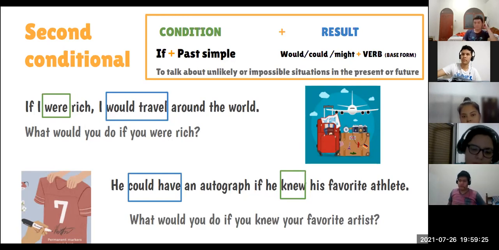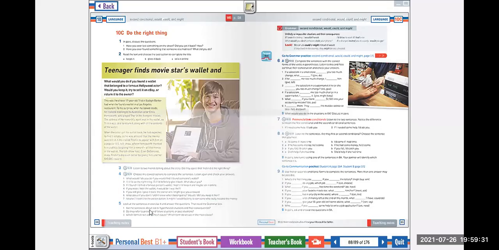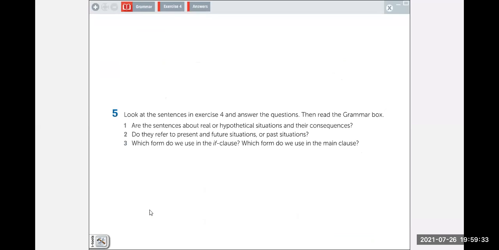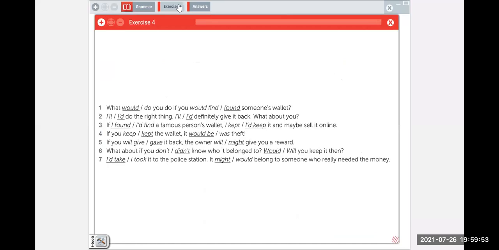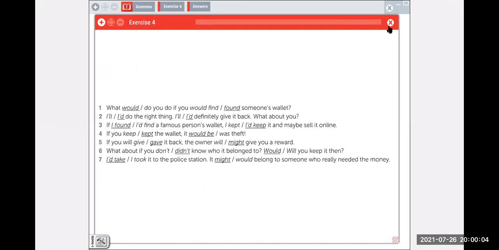Okay, let's go to the book. Let's see. Exercise number 5 on page 88. Look at the sentences in exercise number 4 and answer the questions. Number 1, are the sentences about real or hypothetical situations and their consequences? What do you think? In exercise number 4. Real or hypothetical situations? Hypothetical. Hypothetical situations, all of them, right? Okay. What about the next one?